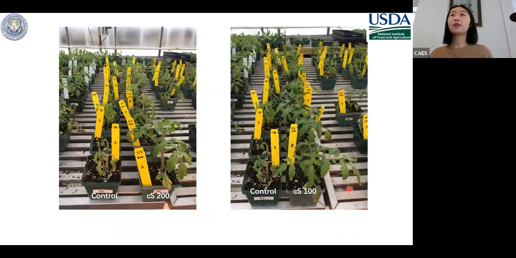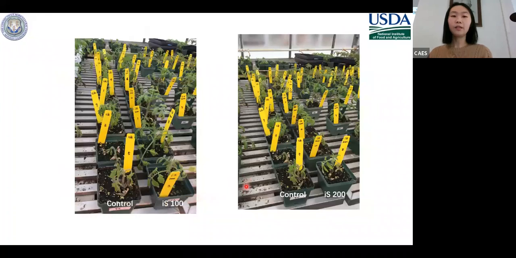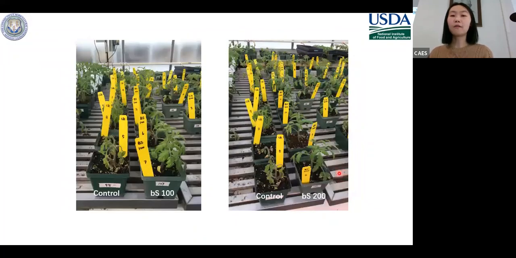Also, the coated nanosulfur did a great job in suppressing the disease. And I would say maybe even better than the non-coated nanosulfur. Here is the ionic sulfur. We can see that they're almost the same as control, and in some cases maybe even worse than control. The bulk sulfur also did a good job in suppressing the disease, but not as well as the nanosulfur and coated nanosulfur.